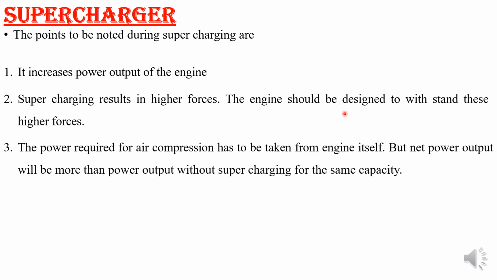So that also we have to take care. The power required for the air compression has to be taken from the engine itself. Because we need a power input for that compressor, that power has to be taken from the engine itself. So the net power output should always be greater than what we get from the naturally aspirated engine. This is the third point we have to consider.